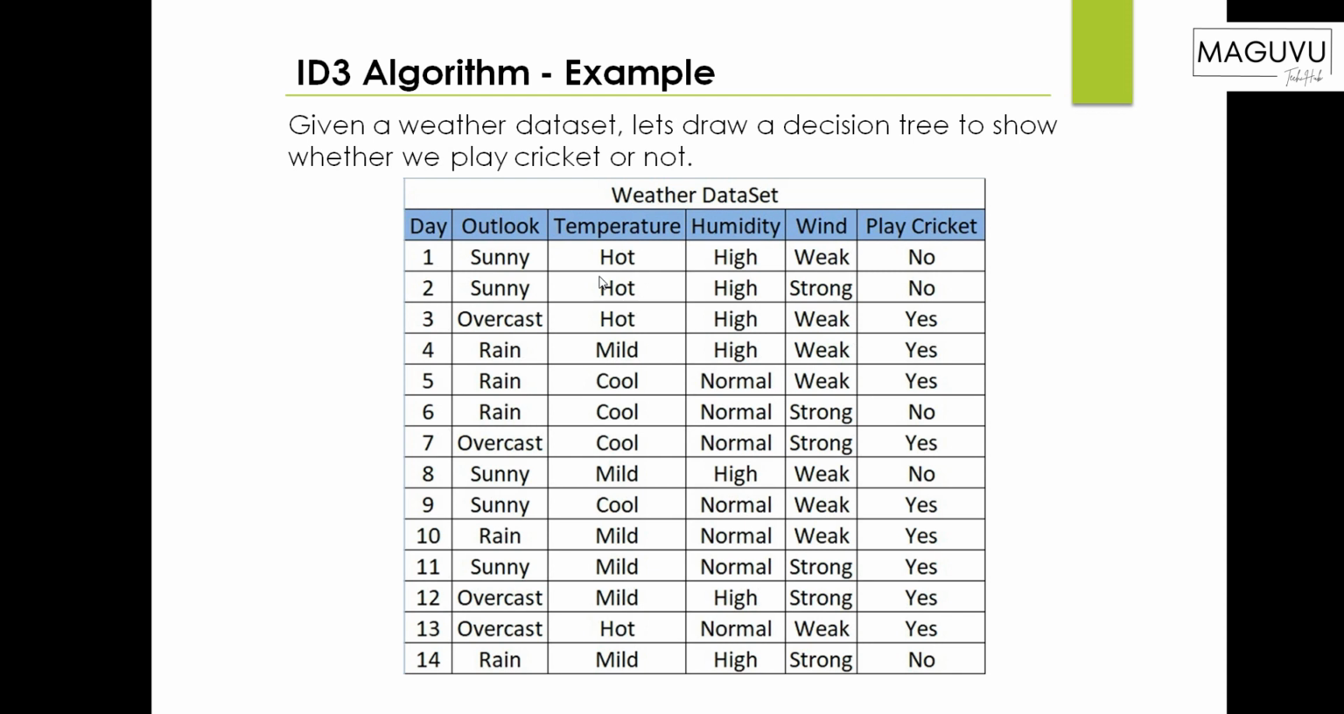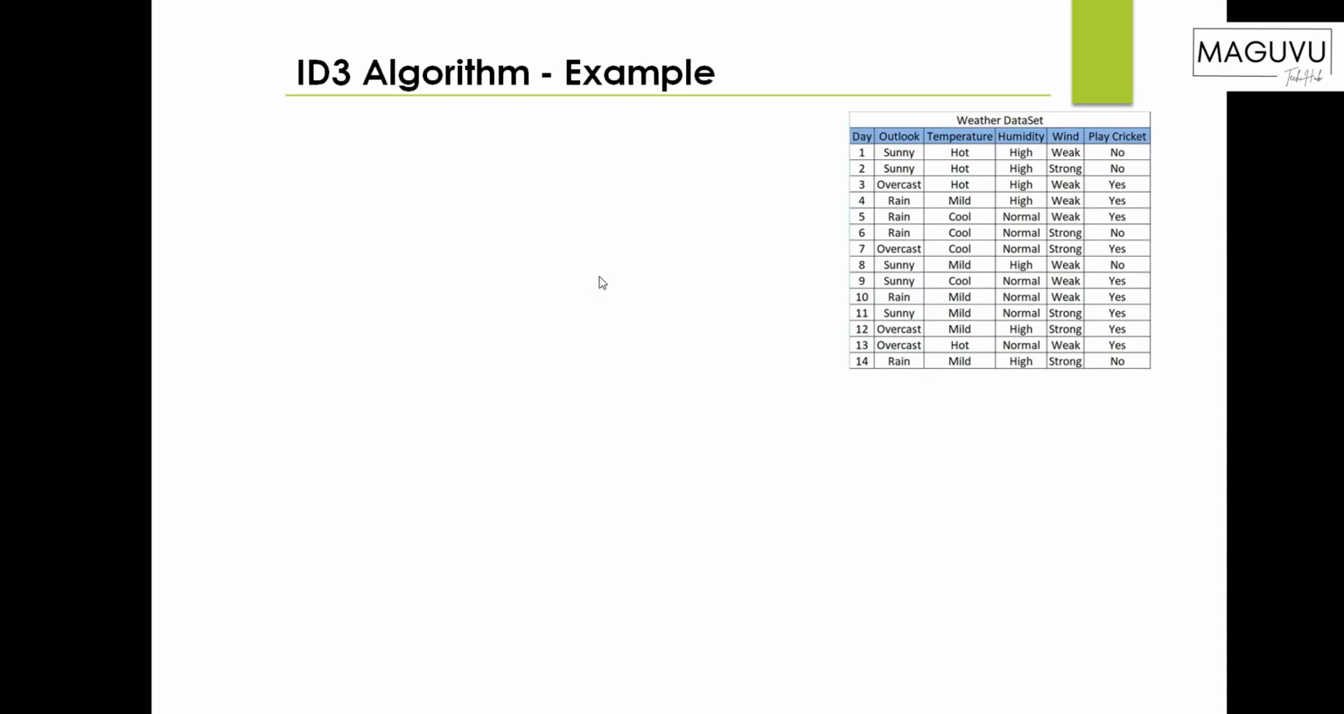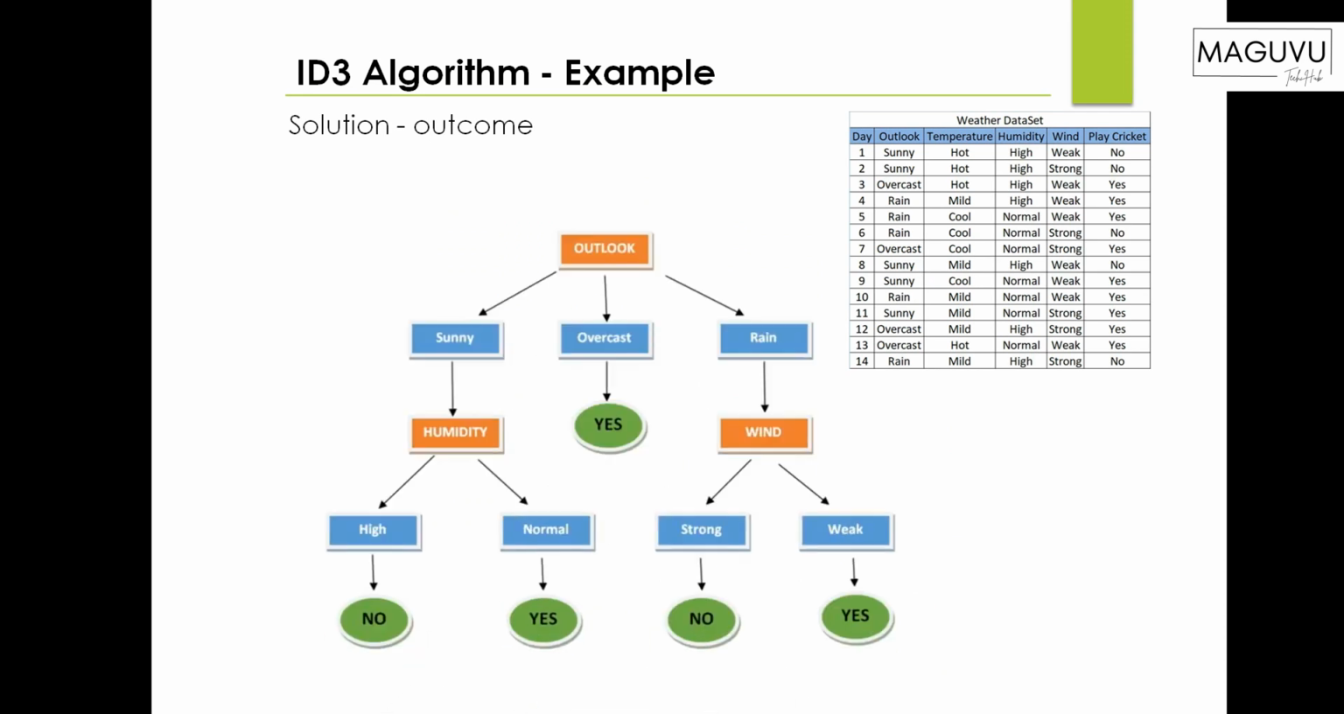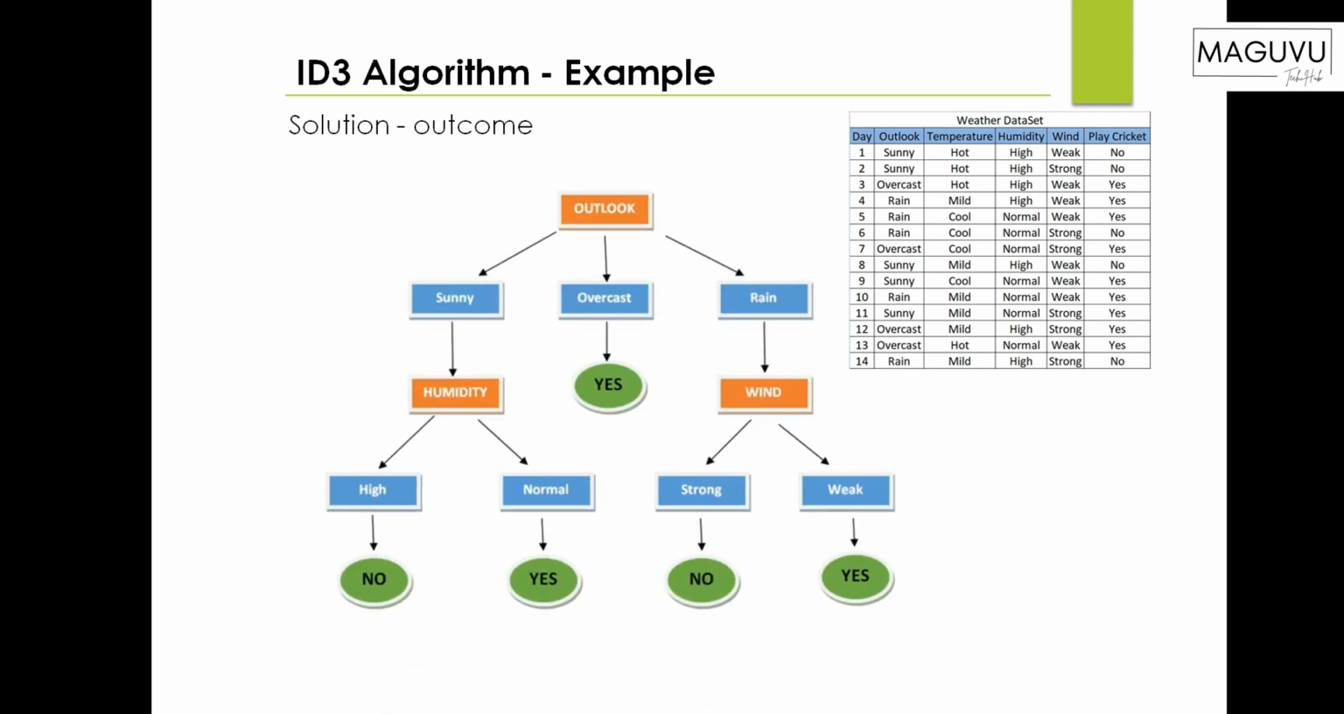And our required outcome is to come up with a decision tree as the one displayed. So let's now look at how we can come up with such a decision tree, and the decision tree rules that we are going to come up with after we have come up with the decision tree.